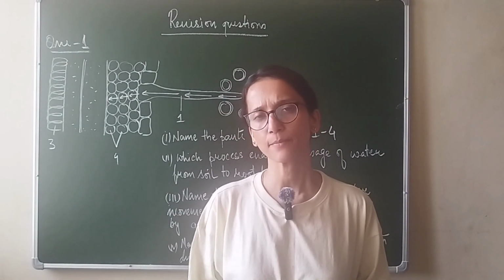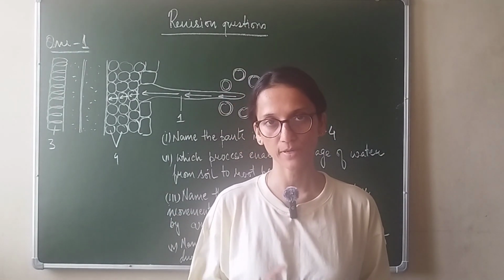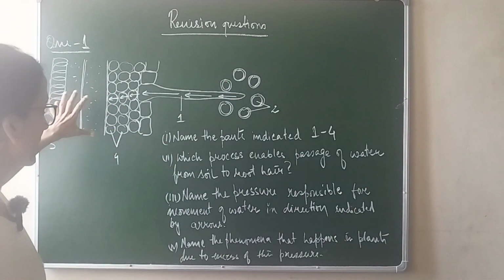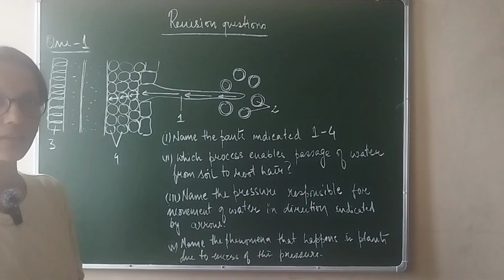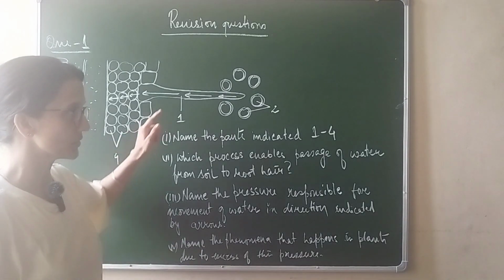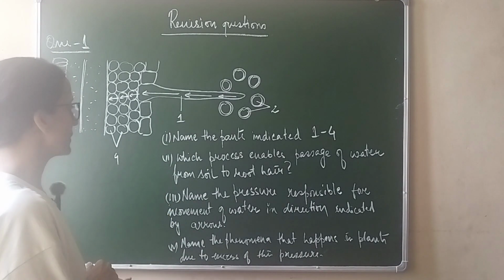Let us quickly discuss some important questions from the chapter Absorption by Roots. Now, in this question, they have given you a diagram, and just by looking at the diagram, we can make out this is a diagram of a root hair in the root. And they have asked a few questions related to the diagram. Now, let's read question number 1.